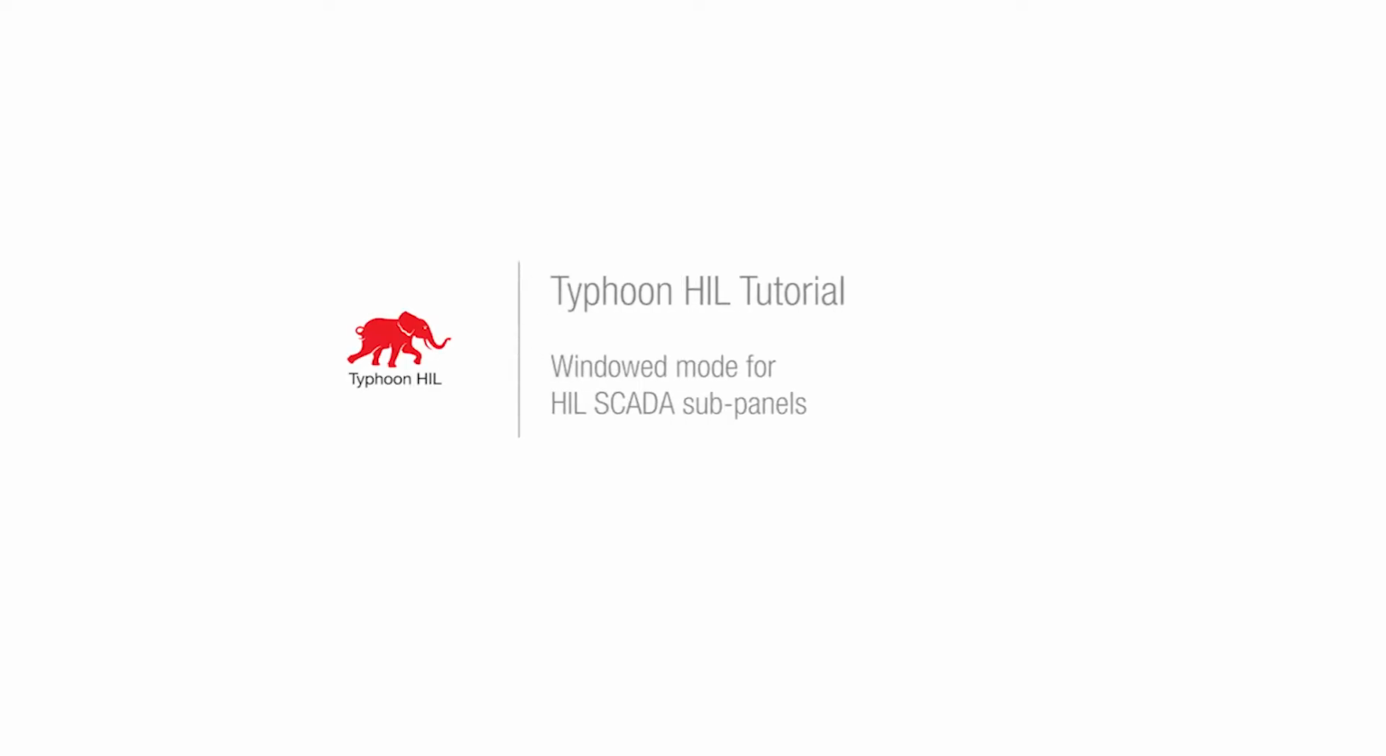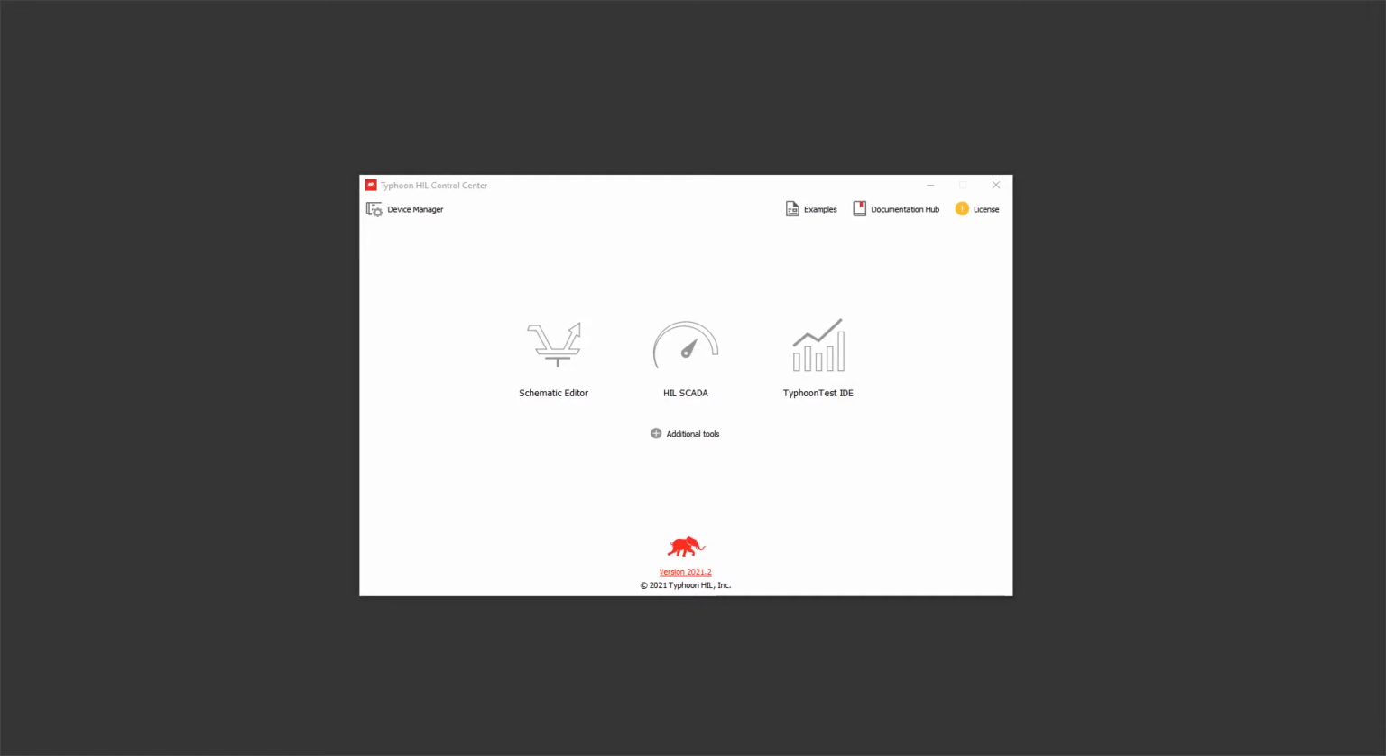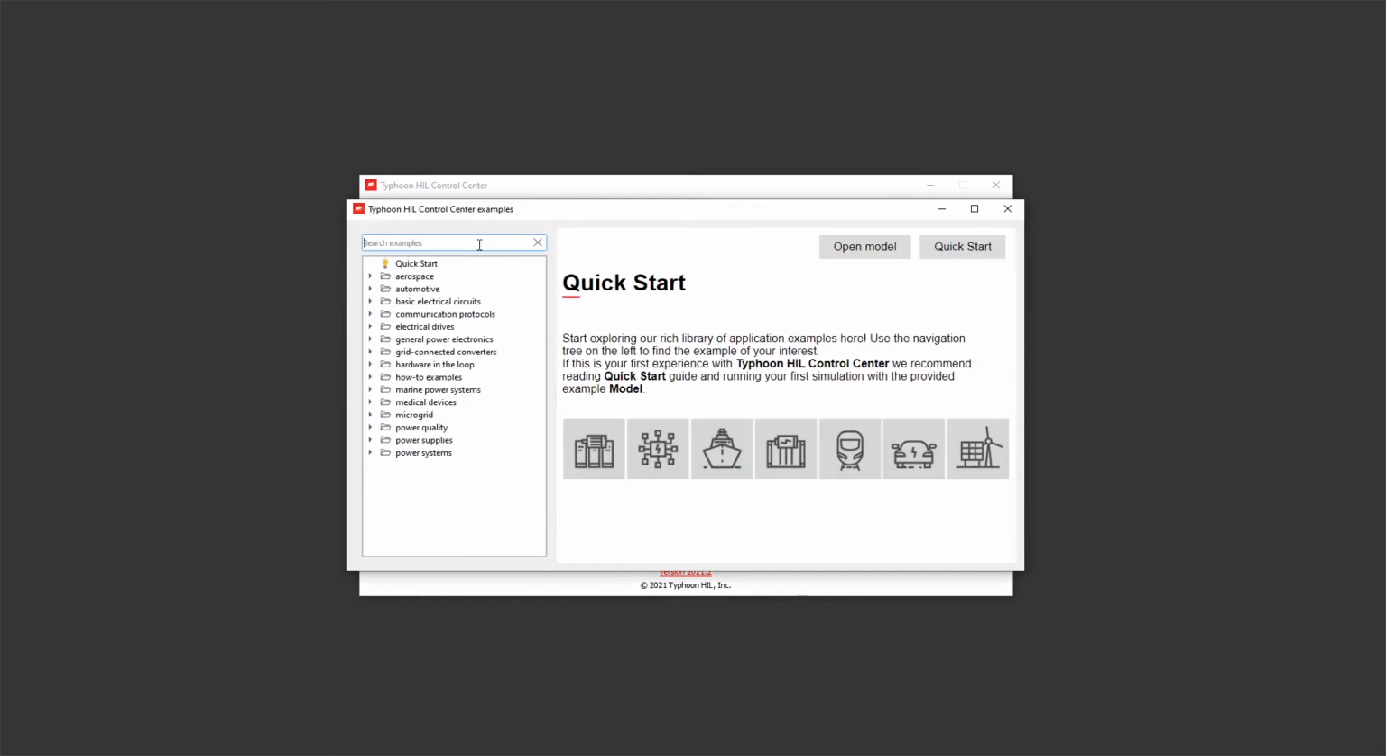Hello, today we will demonstrate the new functionality of Typhoon HIL Control Center. Starting from software version 2021.2, you are able to activate windowed mode of subpanels inside HIL SCADA application. This feature is especially useful for complex microgrid and power systems models.